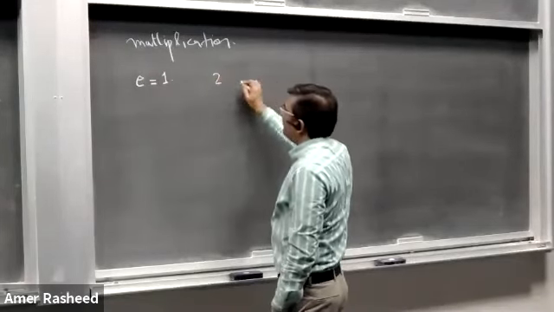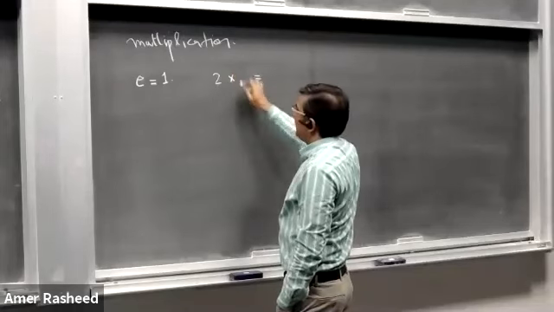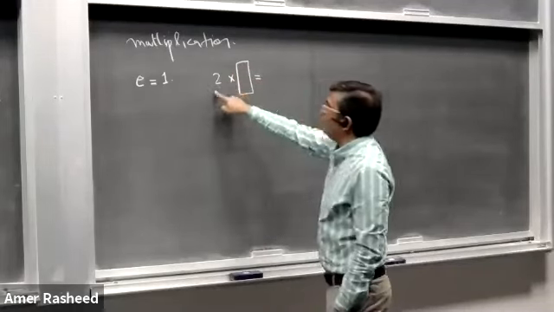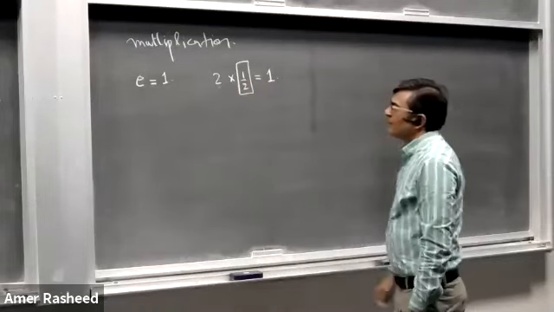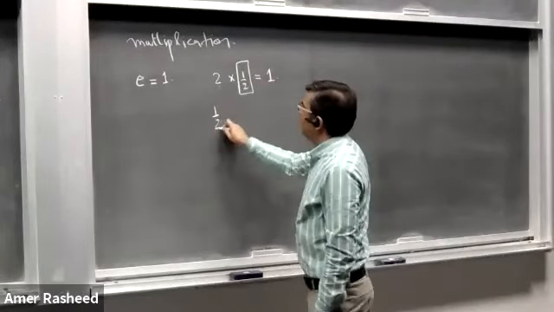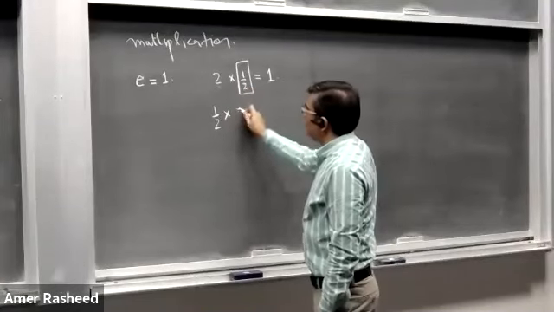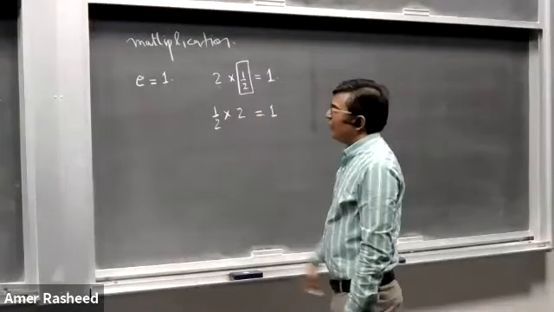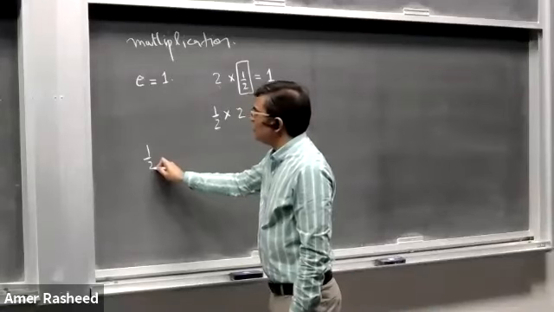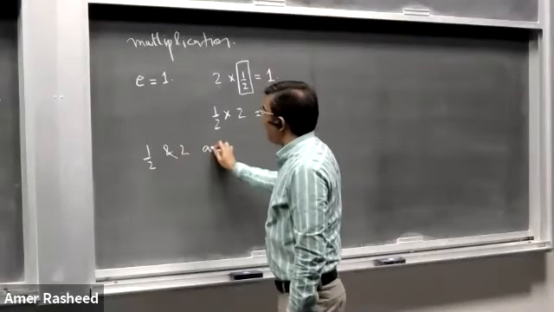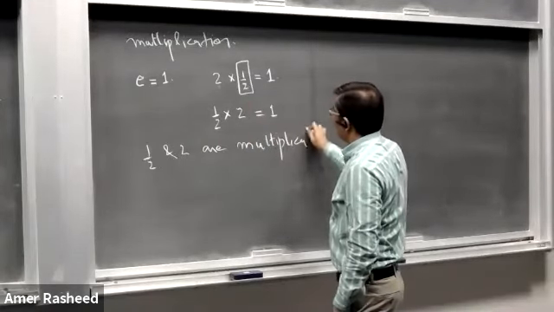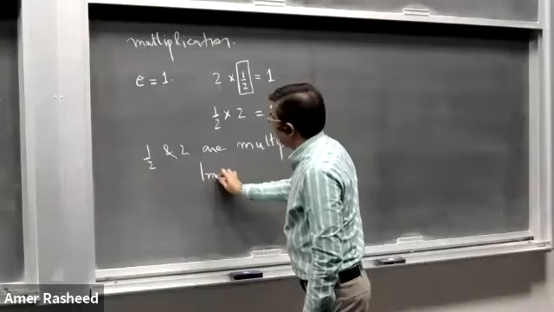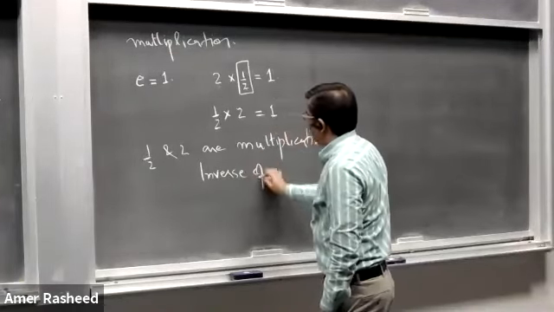So what is the multiplicative inverse of 2? The number which we multiply with 2 and get the identity. What is that real number? 1 over 2. This is the rule: either we multiply 2 with 1 by 2 or 1 by 2 with 2, we should get the identity. So we can say that 1 over 2 and 2 are multiplicative inverses of each other.